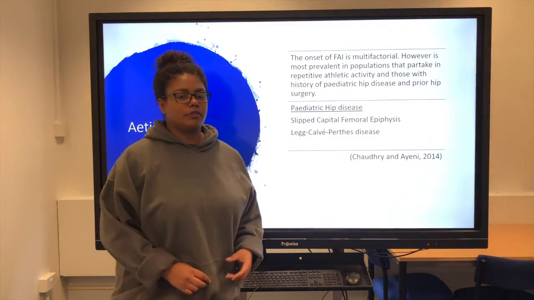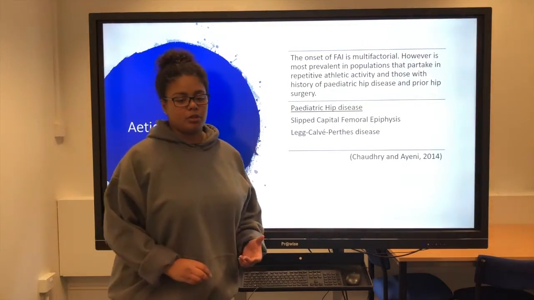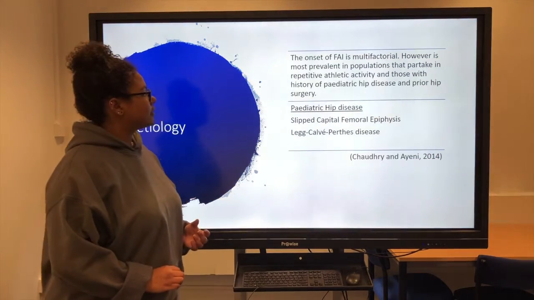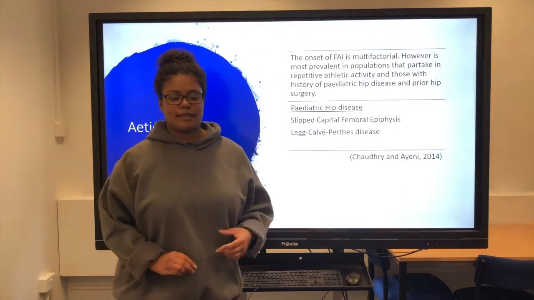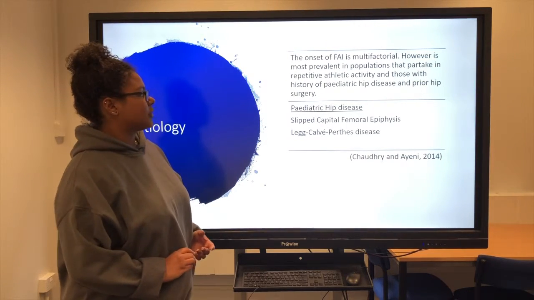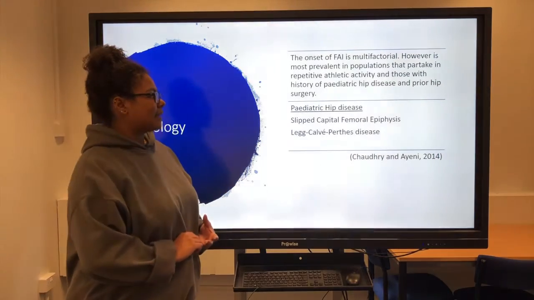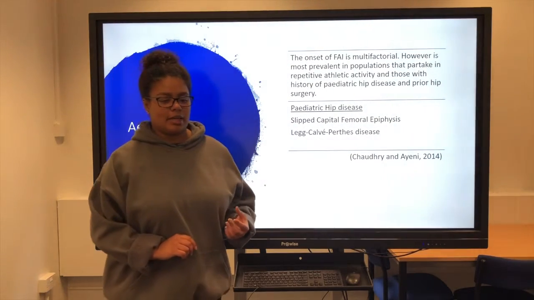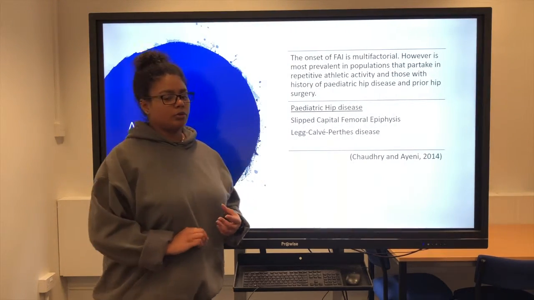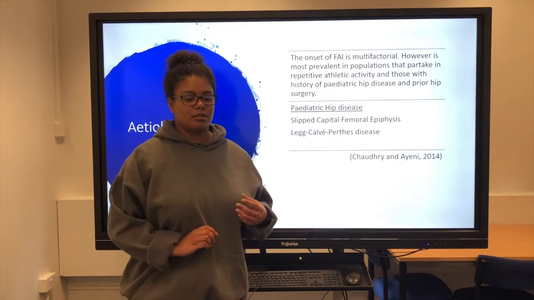The available literature on the etiology of FAI suggests that FAI is multifactorial. Intrinsic factors include repetitive athletic activity, history of paediatric hip disease and prior hip surgery. Genetic factors have previously been considered, however, there's no conclusive evidence that supports genetic transmission.